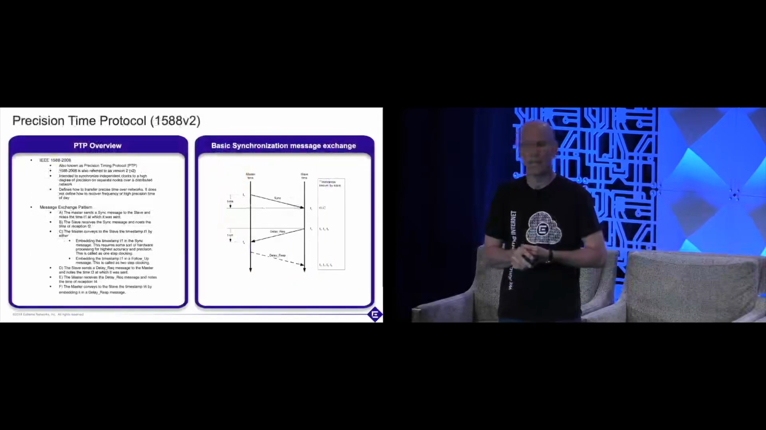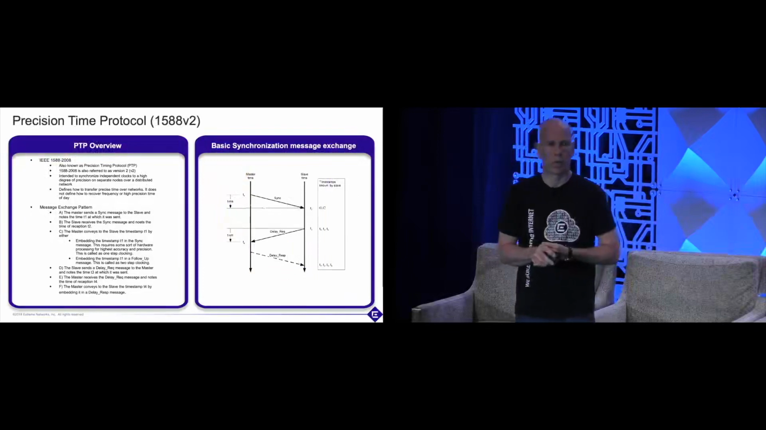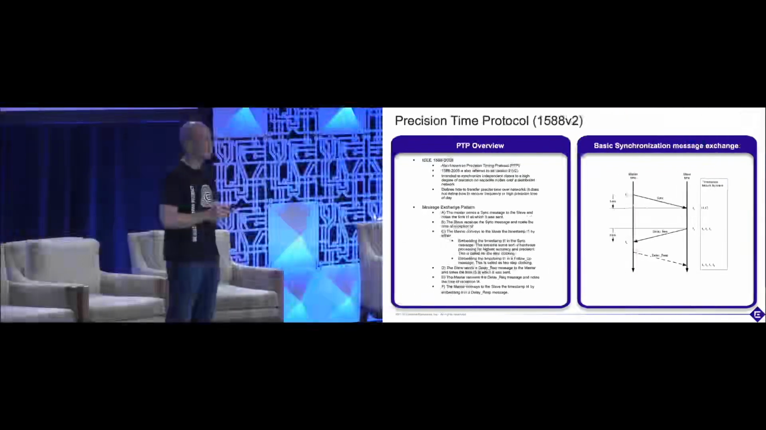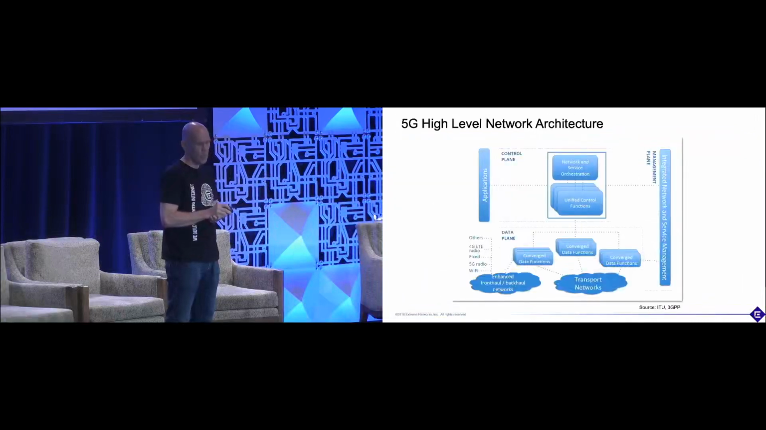This is a more in-depth slide for your reference, showing how you would correct your time once you pass through the different elements within your network. So there's multiple ways of doing this. As said, this is just a high-level picture of how PTP is done. This is basically a blueprint for the 3GPP for 5G.